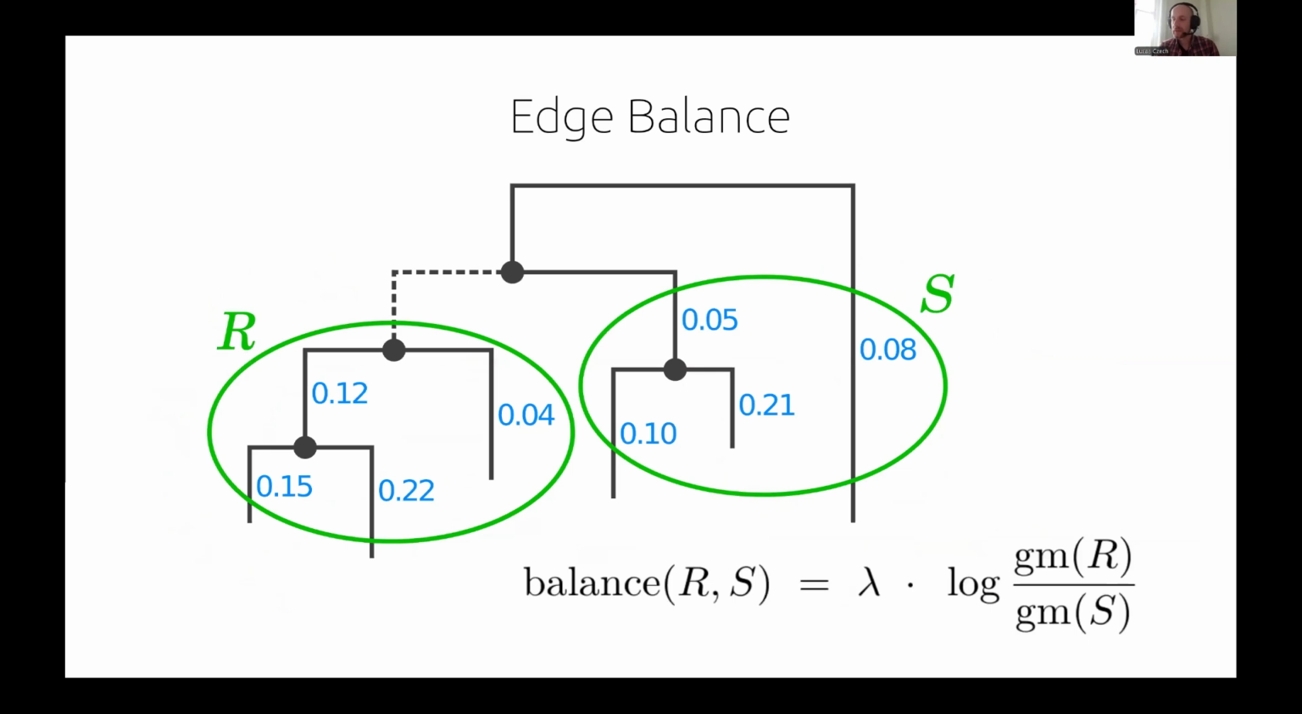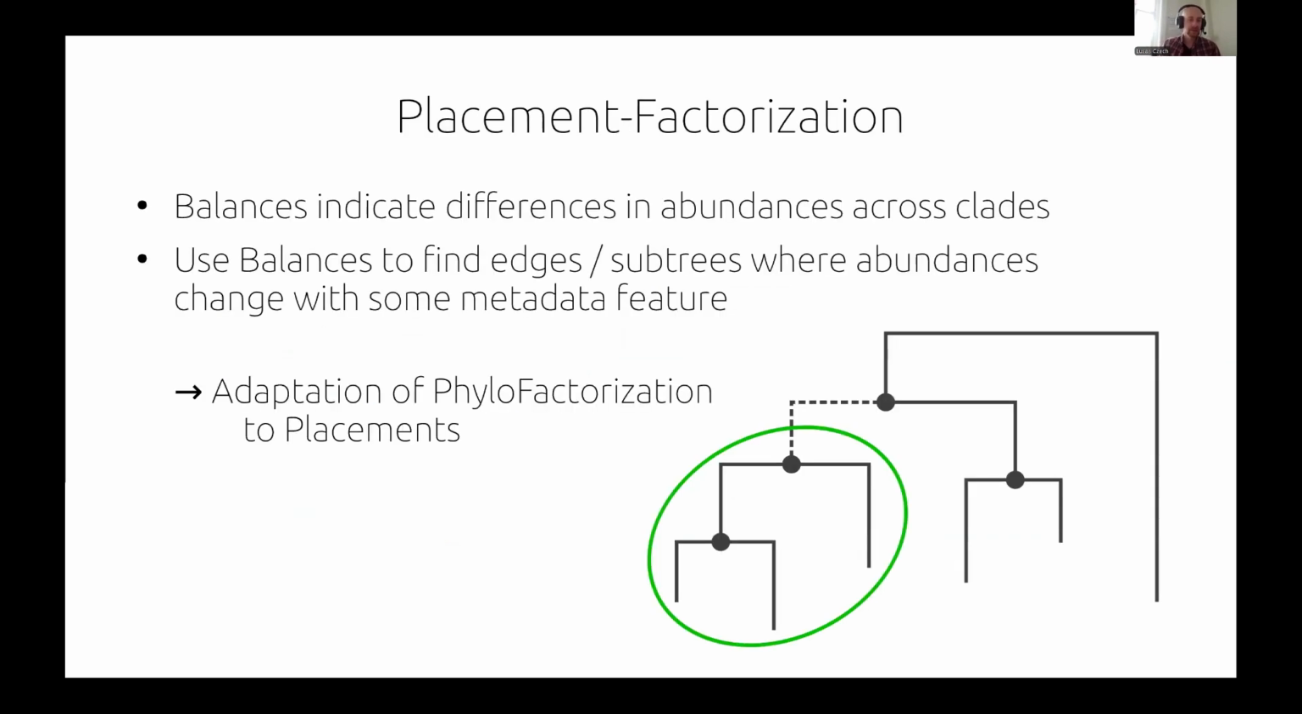I'm running out of time, so I'll move a little more quickly through the next section. This is a method that I came up with in my PhD that tries to connect this more explicitly to the metadata. So we start again with our transformed data that we have from these balances. And the method that I want to briefly mention here is called placement factorization.